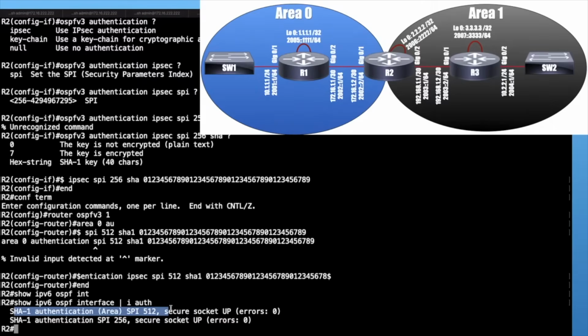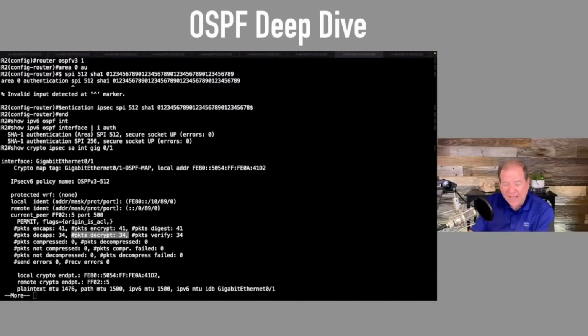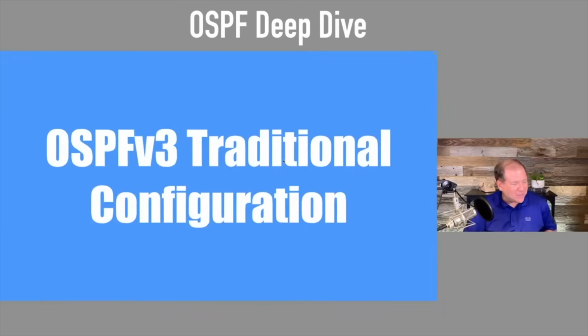Yes, we can prove that because we're using IPsec. I can say, here's an IPsec command, show crypto. If I could spell, that would be super helpful. Show crypto IPsec security association for interface gigabit 0/1. And it says the number of packets that have been encrypted, the number of packets that have been decrypted. That, my friends, gives me assurance that we are really doing authentication within that area. Hope you enjoyed that demonstration.